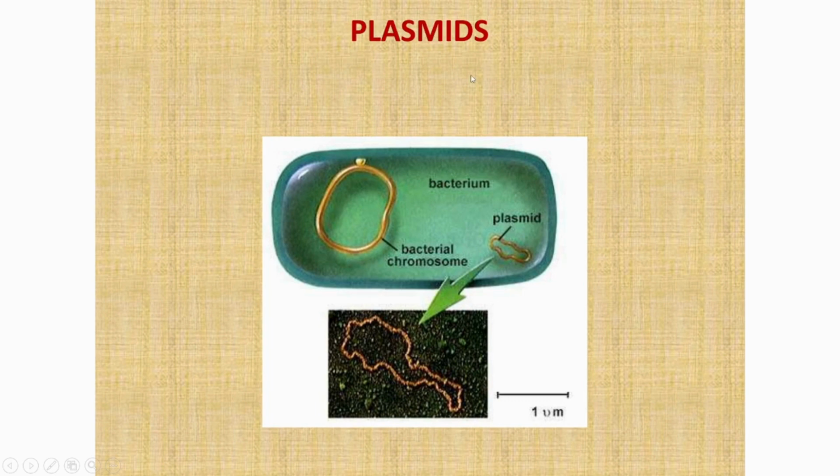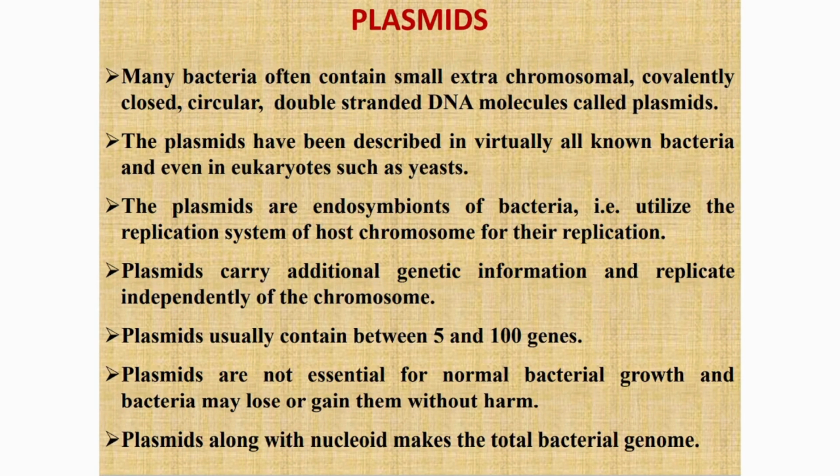And here, plasmids, which we have already discussed in our previous lecture: what are plasmids, what are the different types of plasmids, and what is the role of plasmids. Here I will give you an overview. It is a self-replicating body. It carries certain special genes which are responsible for carrying out a specific function of the bacteria. It doesn't participate in the reproduction of the bacteria, but it carries additional genetic information and can replicate independently. Plasmids usually contain 5 to 100 genes depending upon the type of plasmid.